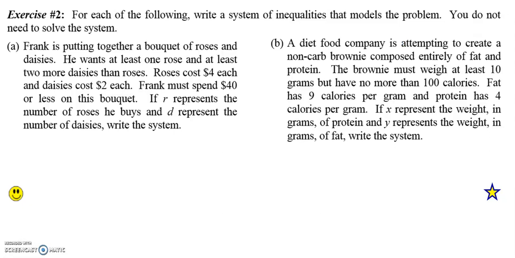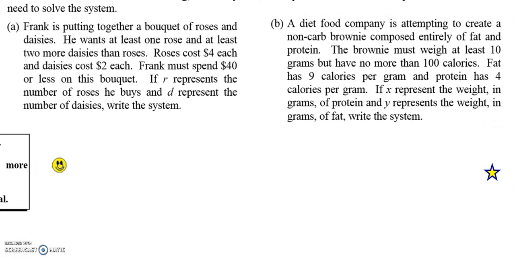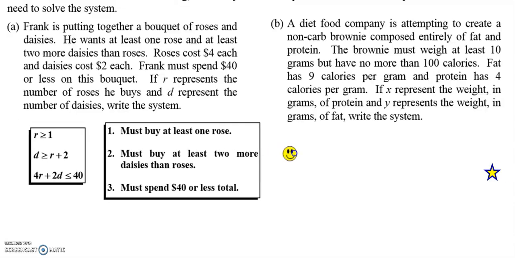All right, so let's see how you did. For part A, pretty tough. Did you come up with this one right over here? Okay, there were actually 3 parts to this system. Since it told you R represents the number of roses and D represents the number of daisies, that was important. Well, what do you know about the number of roses?